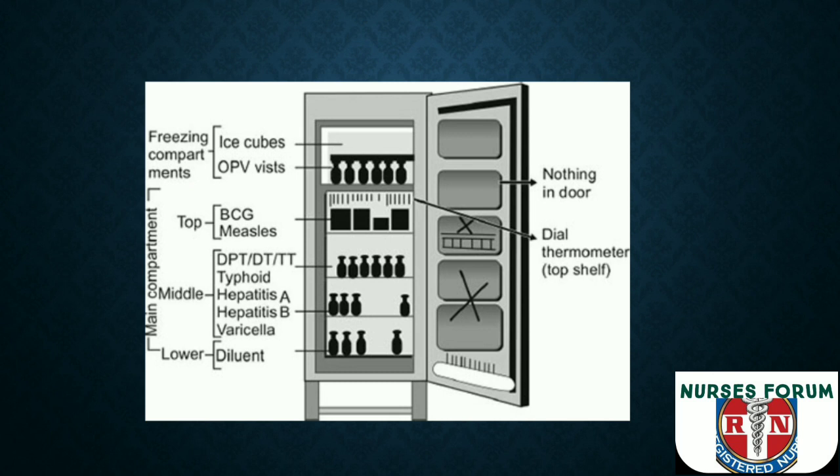This image shows how we have to keep vaccines in the normal refrigerator. At the lower layer, diluent. In the middle level, varicella, hepatitis B, hepatitis A, typhoid, DPT, DT, TT. And at the top level, BCG, measles. And oral polio vaccines we have to keep in the freezer compartment.